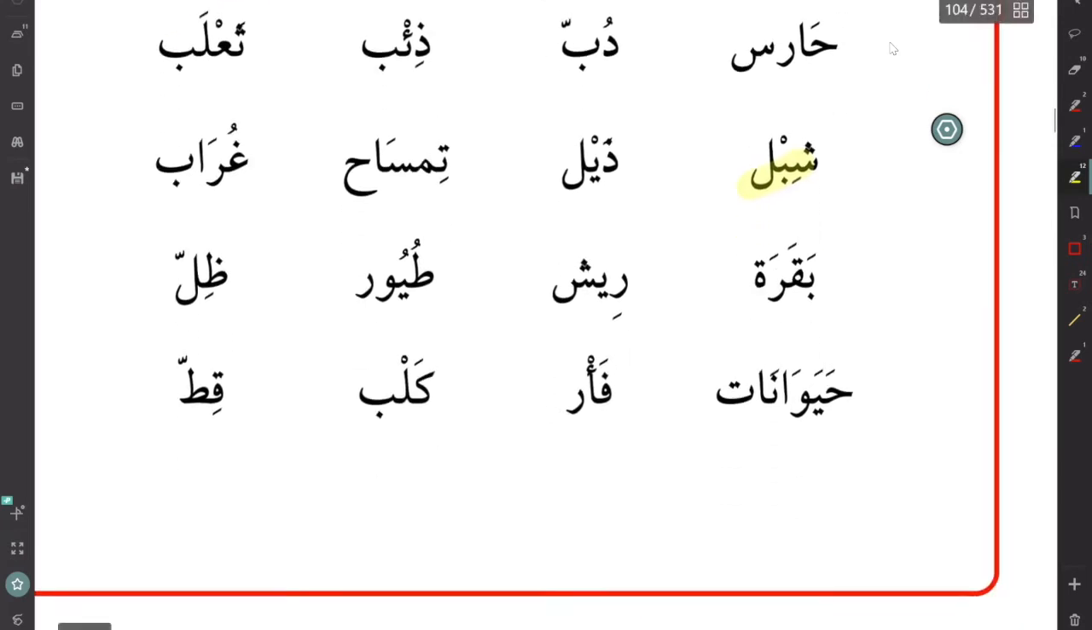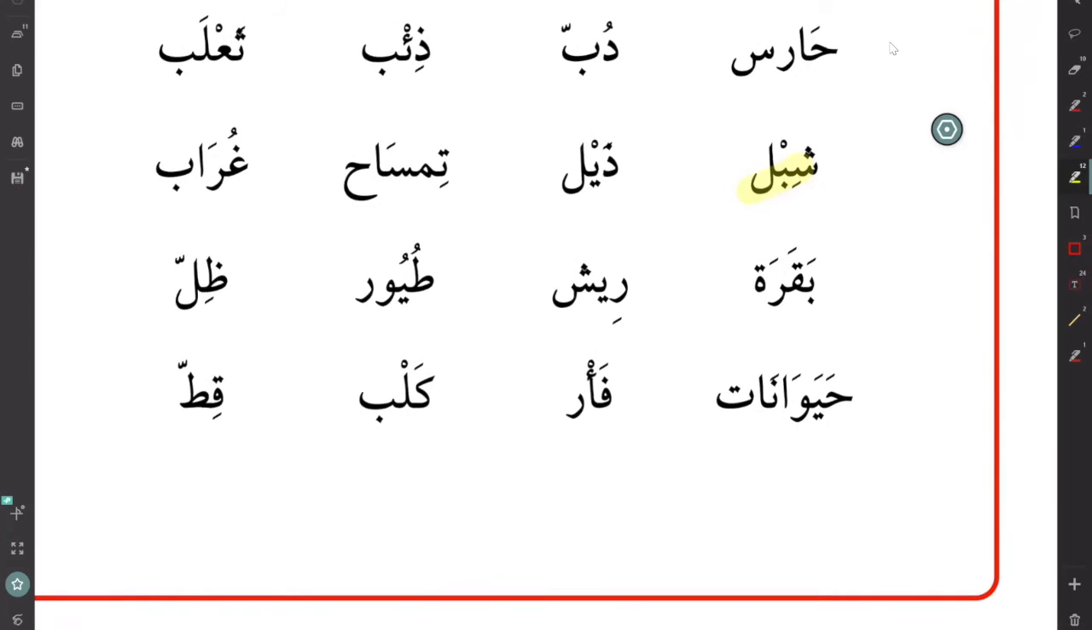Ghurab is crow. Baqara is cow. Rish, feather. Tuyur is birds. Remember, we have singular is tayrun. Okay, one bird. Dhil is shadow. Hayawanat is animals, or hayawan is one animal. And fa'ar, here they have the correct spelling. Fa'ar is mouse or rat. Kalb is dog. Qittun is cat, right?